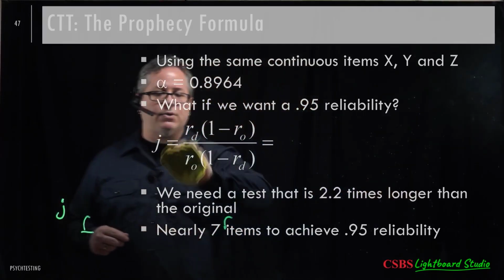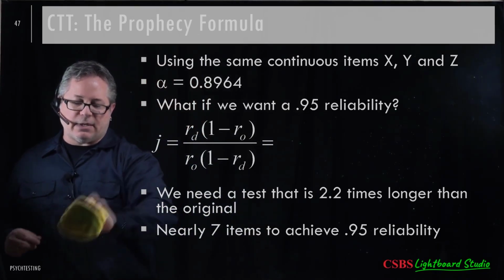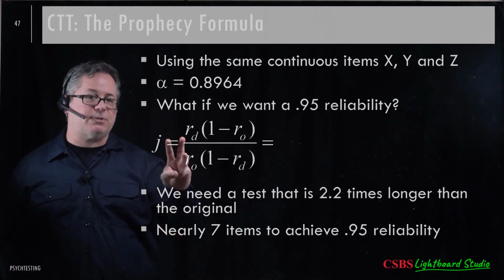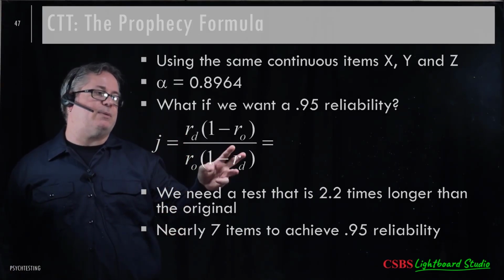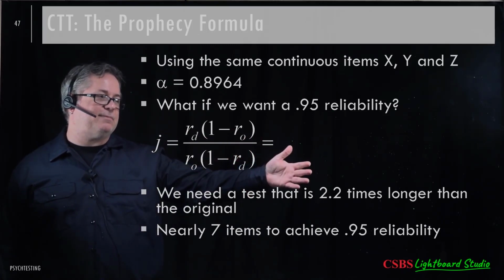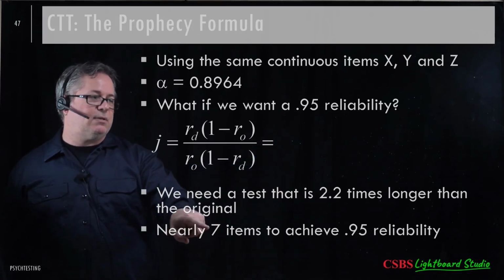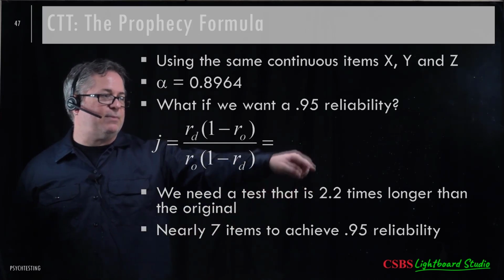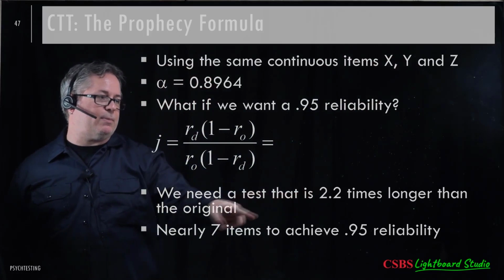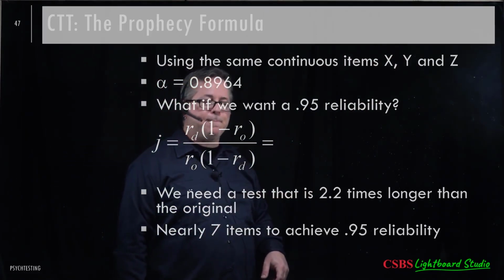Oh, sorry. Yeah, so I took the 2.2, which is the J that we got, and I said, all right, I need a test that's 2.2 times the test I have. But the test I have only has 3 items. So 2.2 times 3 is 6.6, so I need to have 6.6 items. Well, I can't have a 0.6 item, so I just rounded to 7. So I need nearly 7 items to achieve the 0.95 reliability.